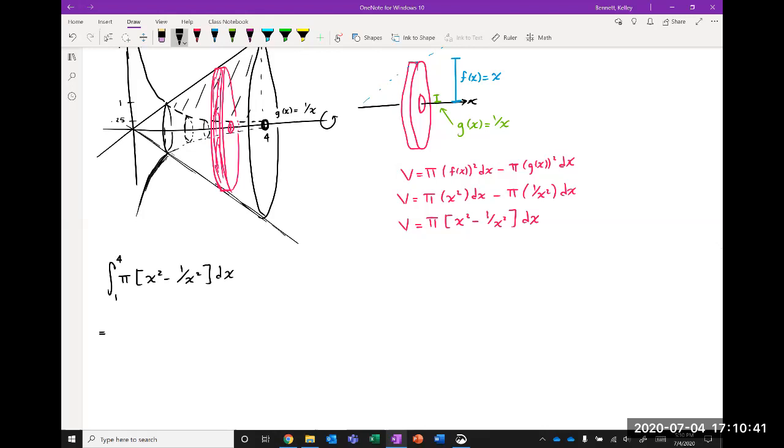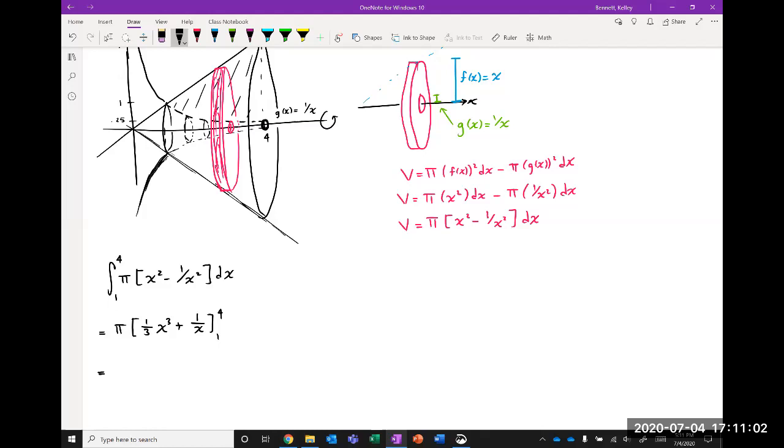This will leave me with pi times 1/3 x cubed plus 1 over x, and I'm going to evaluate that from 1 to 4. So again, just fundamental theorem of calculus part 2. And what we should end up with overall is 81 pi over 4.